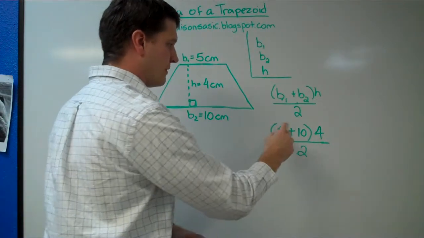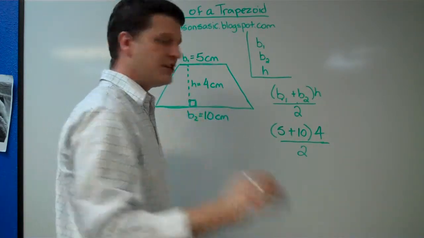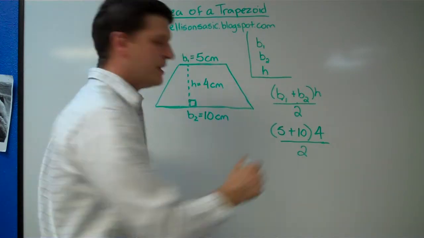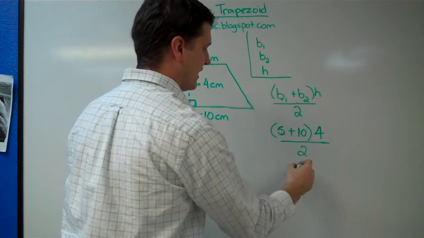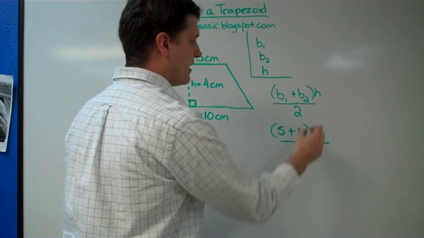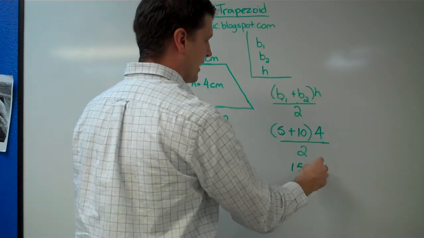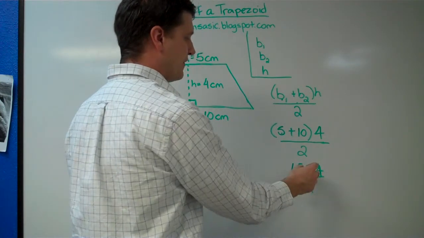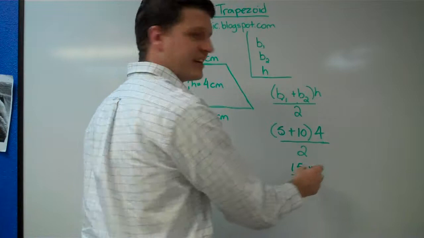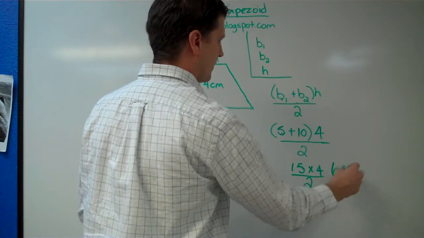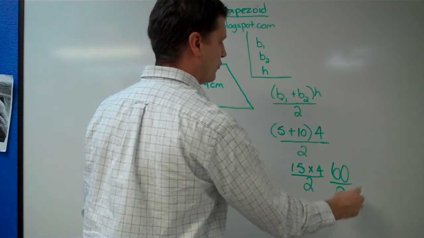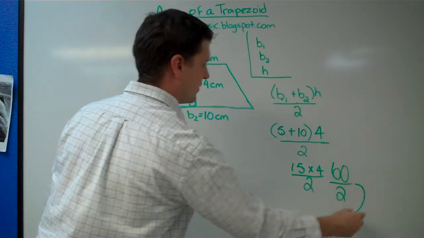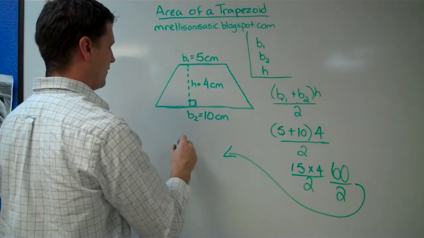Now let's go ahead and do our problem. We're going to solve by order of operations. We're going to do parentheses first, and then our multiplication, and then divide by 2. So 5 plus 10 is 15. And then we do 15 times 4 divided by 2. Now 15 times 4 gives us 60. And then 60 divided by 2 gives us 30. So we're going to put a little arrow over here, and we're going to put 30.